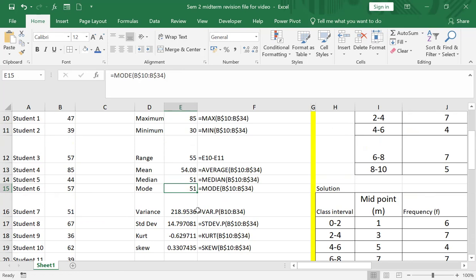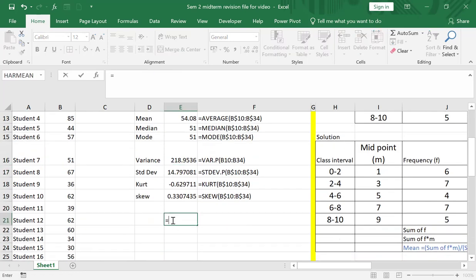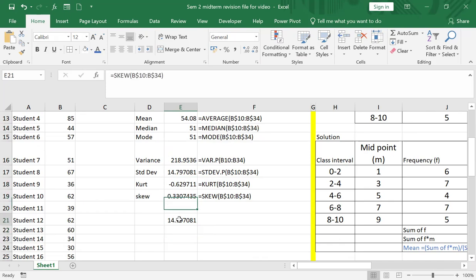Now variance, VAR.P, stands for population. So it comes here. Standard deviation, STDEV.P. And then you can also see that the square root of variance is equal to standard deviation. You want to verify? If I say how much is the square root of variance, that comes to 14 point something. So either you can use the standard deviation formula, or you find the variance and take the square root of that, and it is the same. Similarly, kurt formula and skew formula.